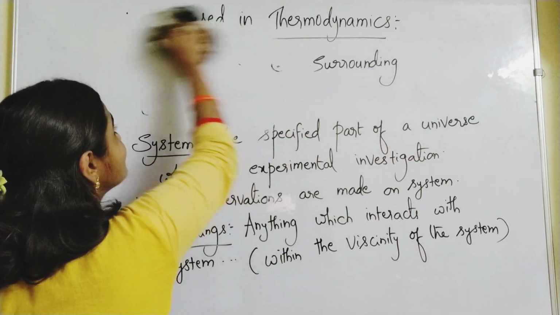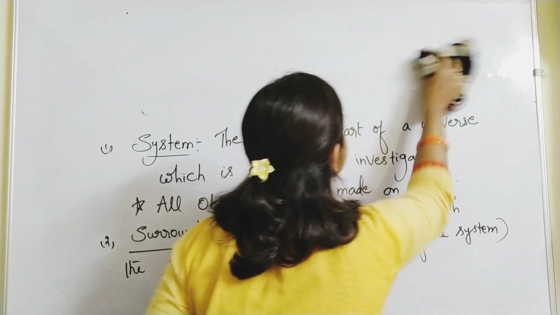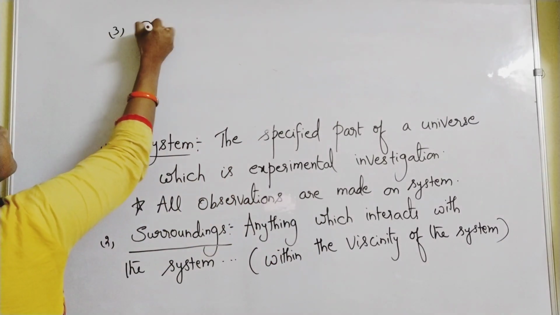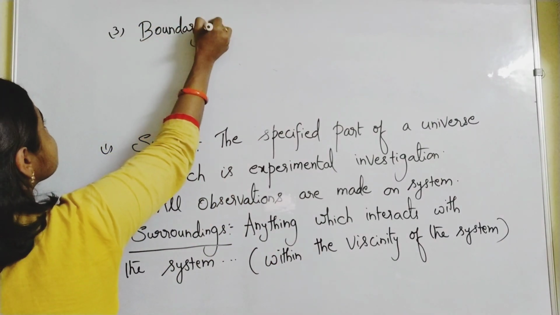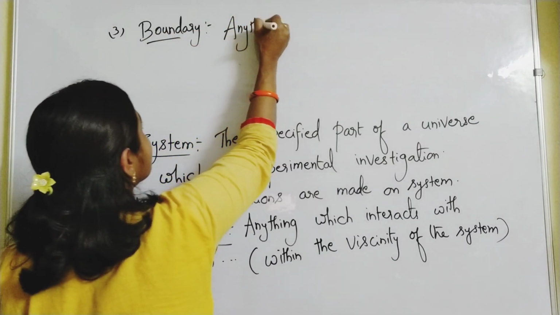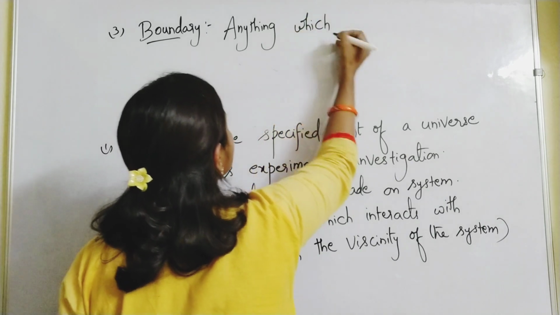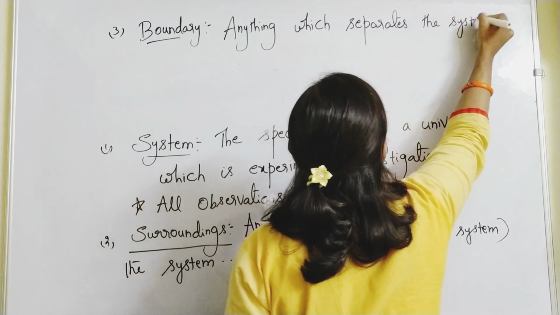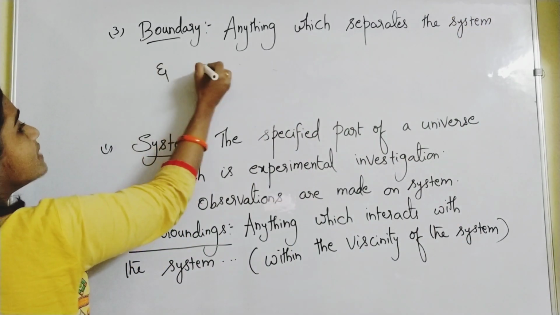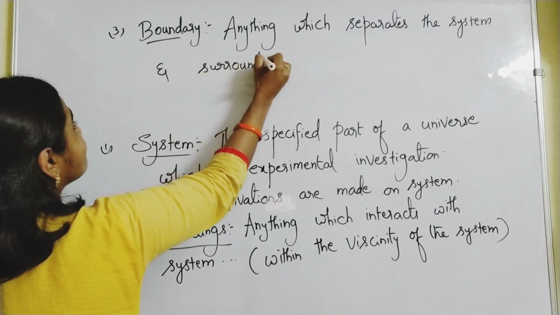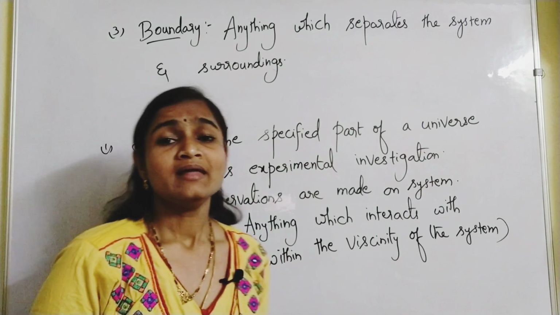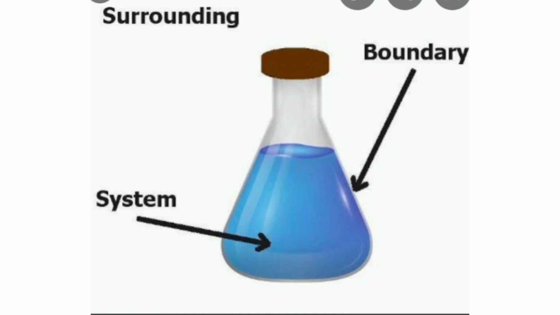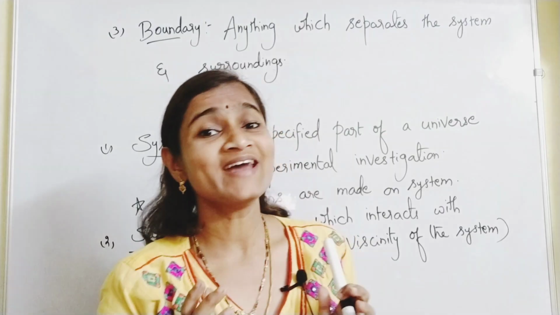So what is boundary? Anything which separates the system and surroundings is called boundary. Anything which separates the system and surroundings, you call it as what? Boundary. Anything which separates the system and surroundings, you call it as boundary.